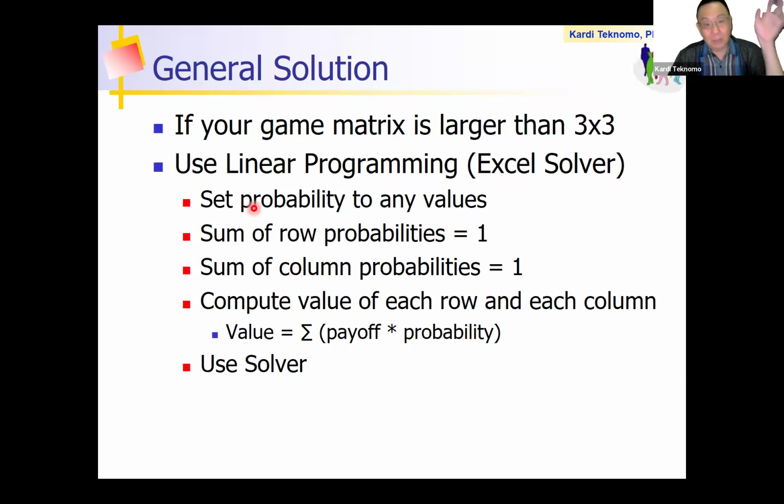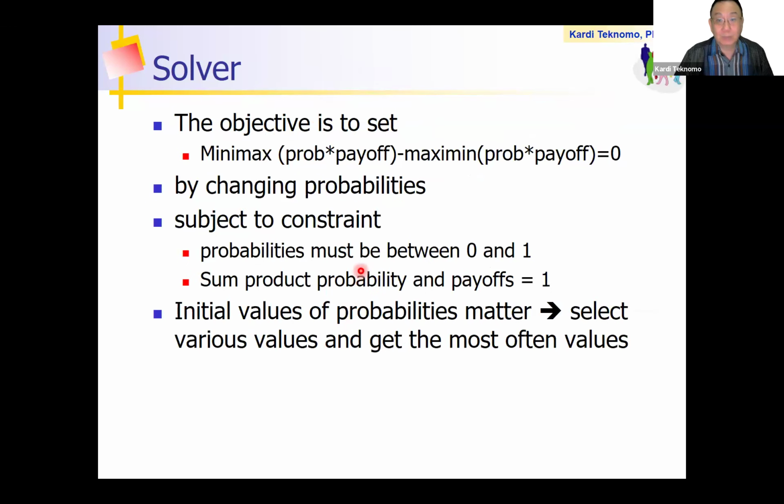Of course, you will set probability to any values, and then the sum of row probability will be 1, the sum of column probability will be 1, and then to get the value, you get the value of each row and then each column. That means the payoff multiplied by probability, and then you can use solver to make the difference between minimax and maximin 0.